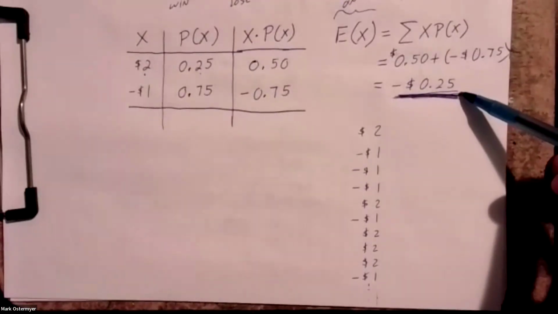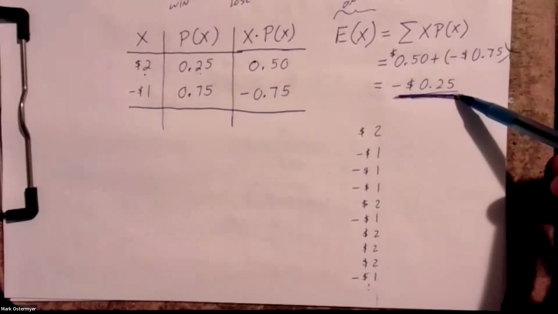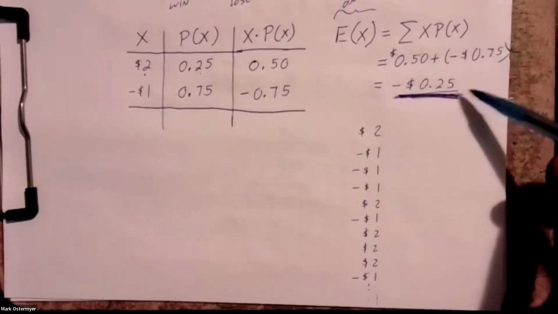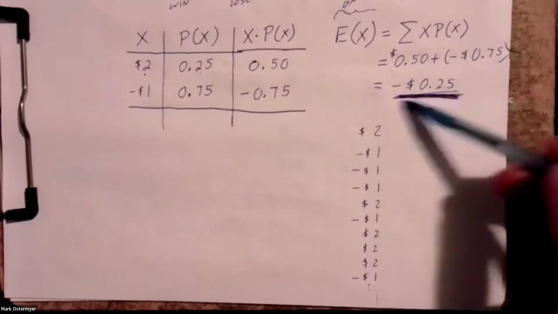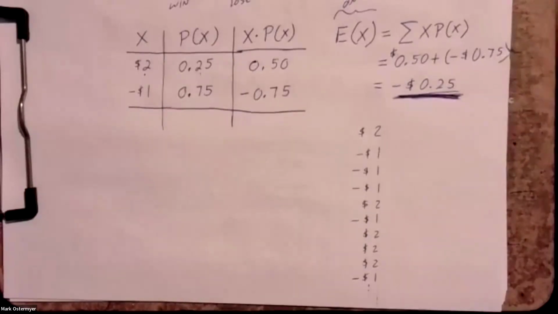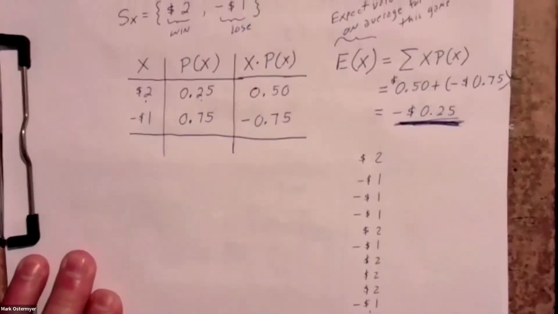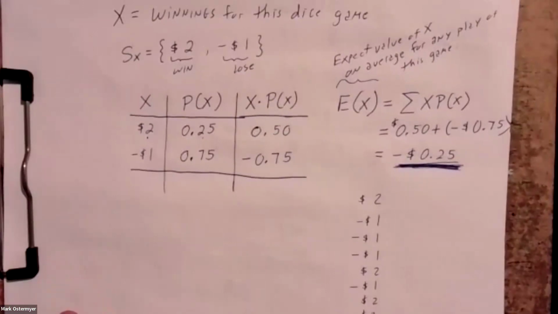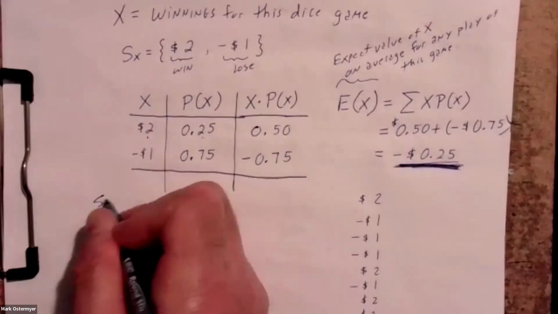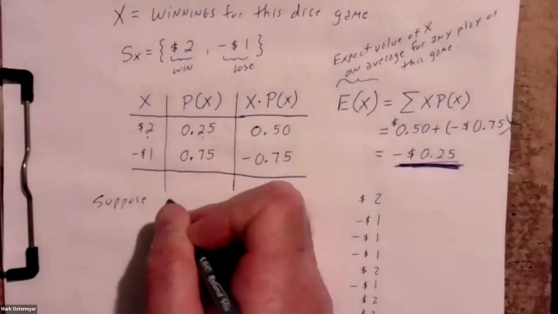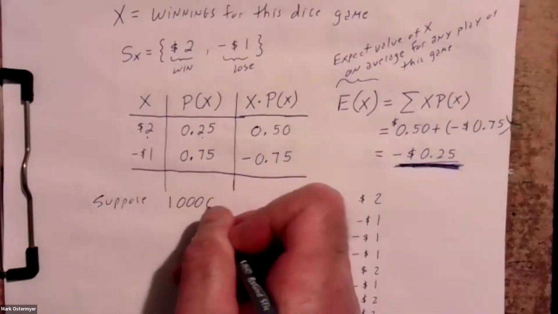If you were to play this game many, many times, and if you were to take all those winnings from each of those times and add them up and divide by the number of times you played, the average would be you're out a quarter. Okay? It's an average. And so one way you could think about this expected value is to think of it this way. Suppose, ladies and gentlemen, let's suppose 1 million people play this game.